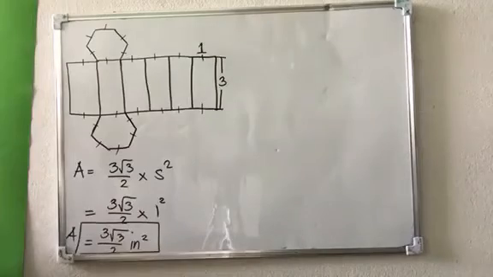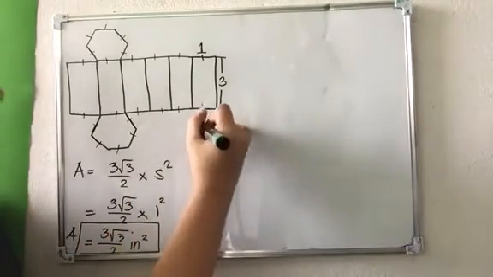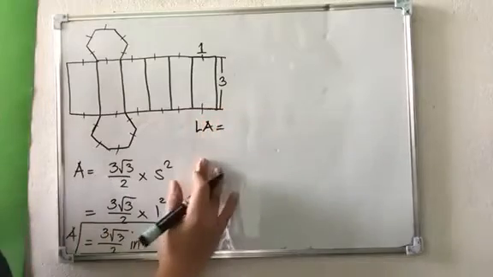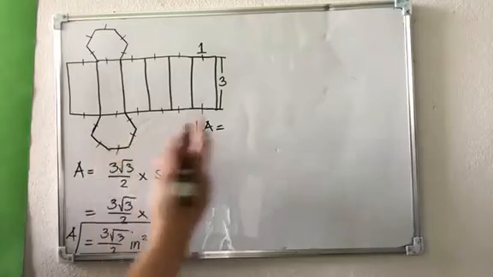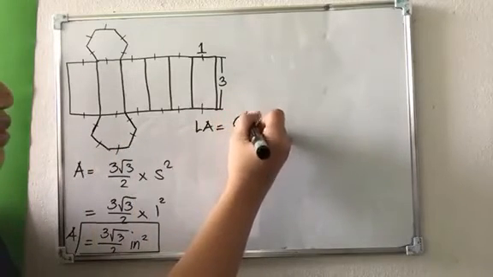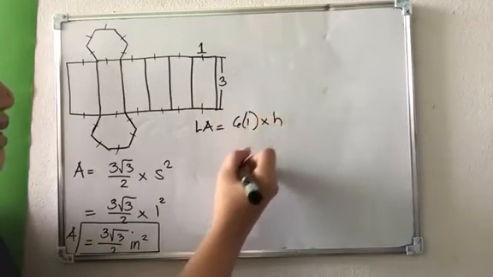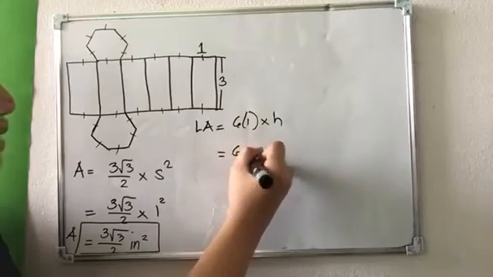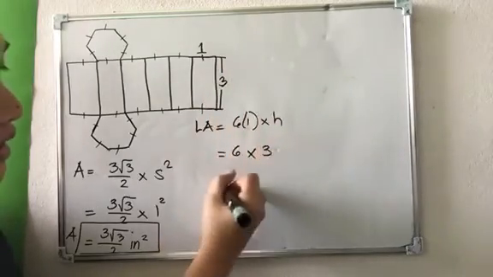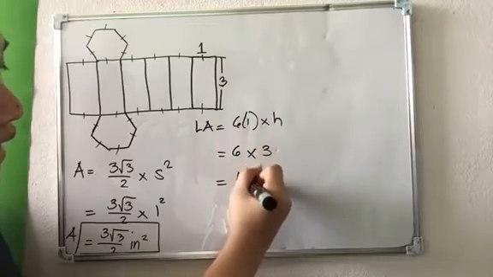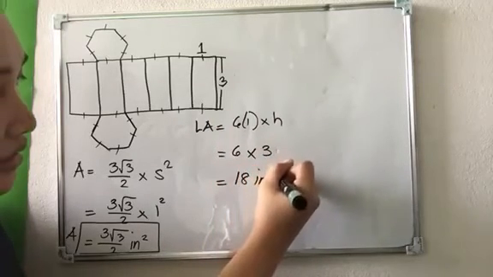Lateral area is the perimeter times the height. So the perimeter of the base is 6 times 1, times the height. What is our height? 3. So that is 6 times 3, which is 18 inches squared.